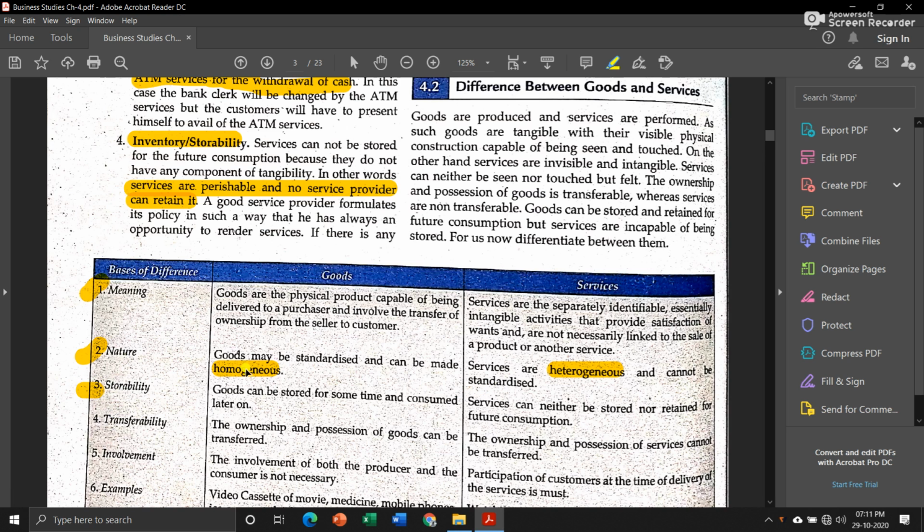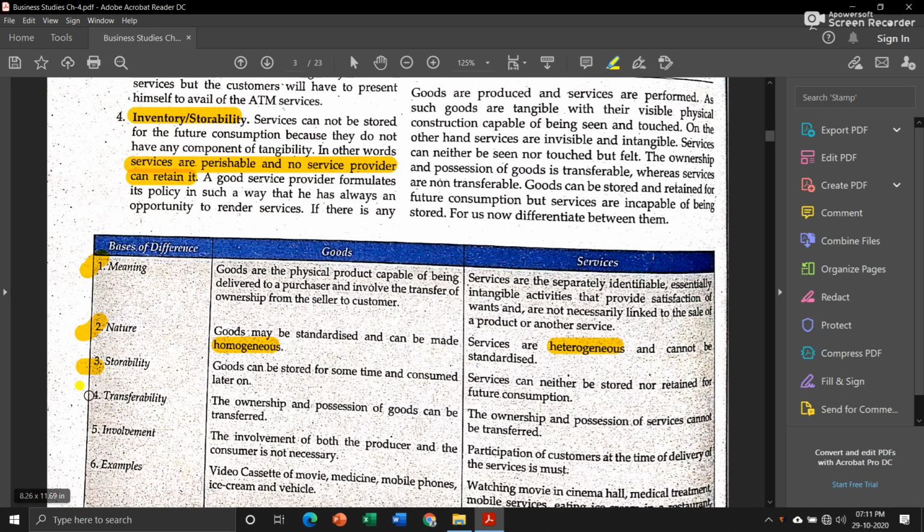Then storability. Goods can be stored for some time and consumed later on, but you cannot do that with services. You can neither store them nor retain them for future consumption. Then transferability. The ownership and possession of goods can be transferred, but the ownership and possession of services cannot be transferred. Now, a chartered accountant cannot give his experience and his knowledge to a person within a short period of time.